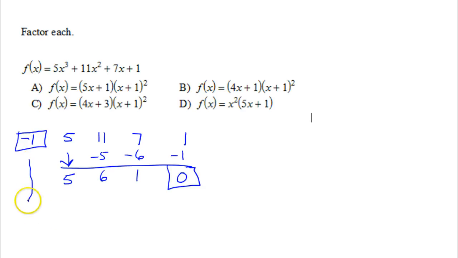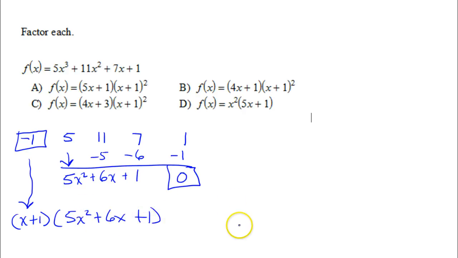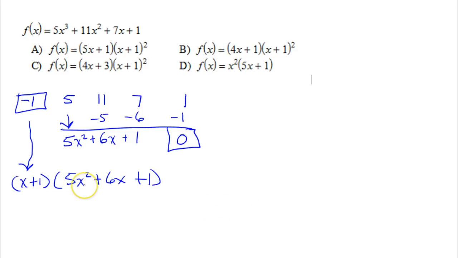So here's what I have so far. From the -1, I have a factor of x plus 1. And putting the variables back in here, this would be the constant, this would be the x term, and so this would be the x squared term. So I've got 5x squared plus 6x plus 1. So I have factored it down this far so far.